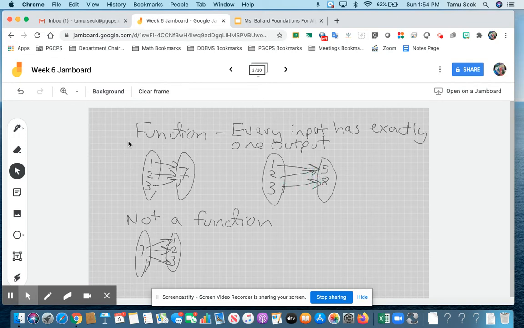It's a function because every input has exactly one output. 1 goes to 5, 2 goes to 5. Each input has one output, but the output has more than one input. But this is not a function.